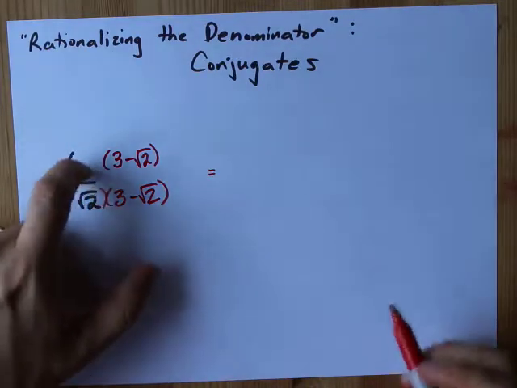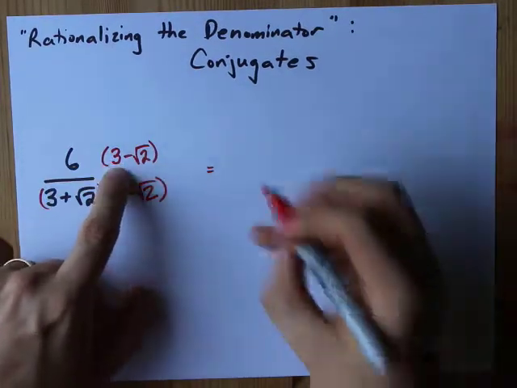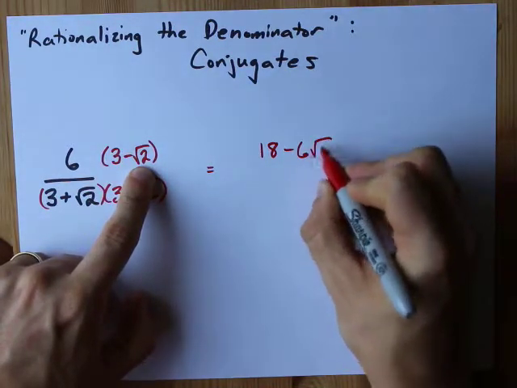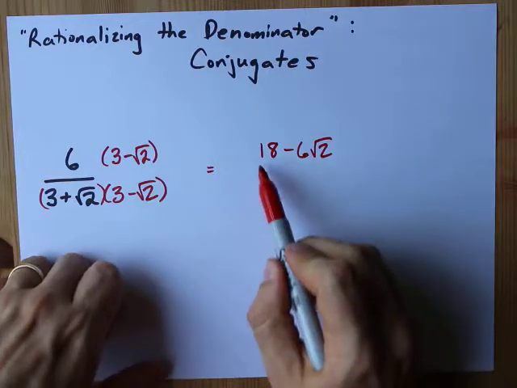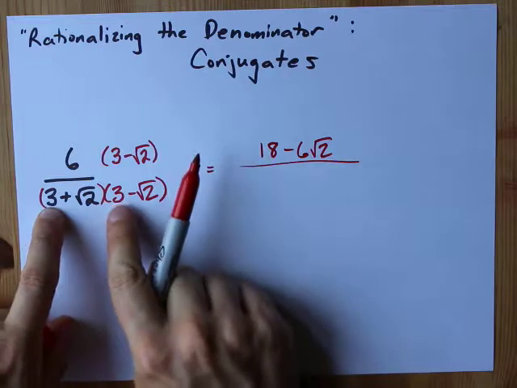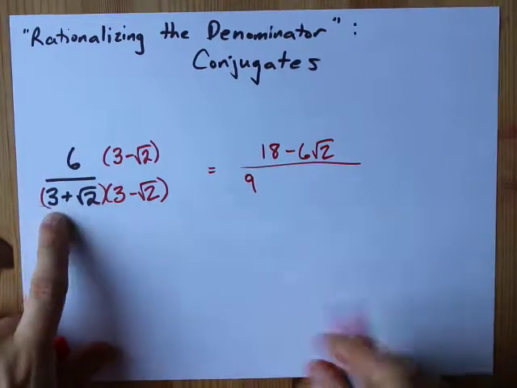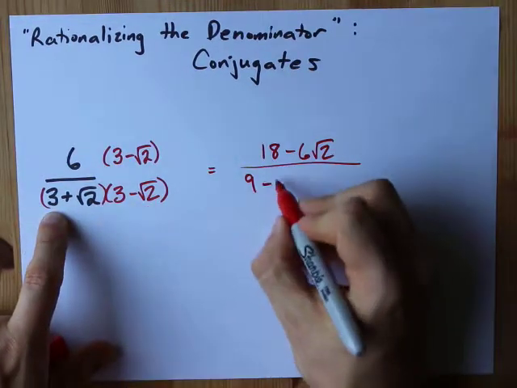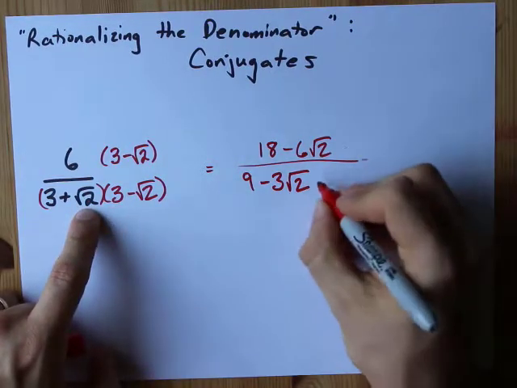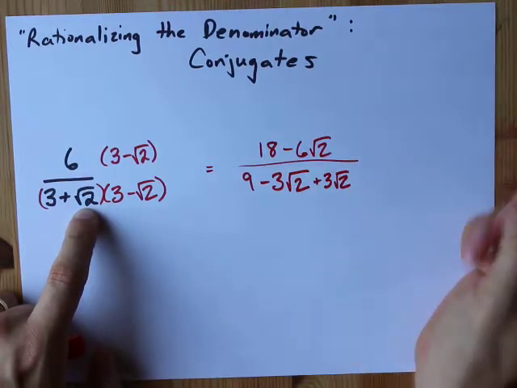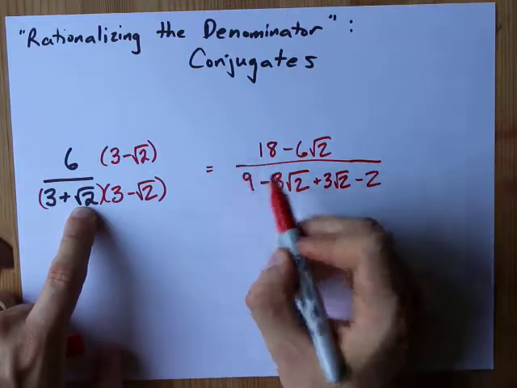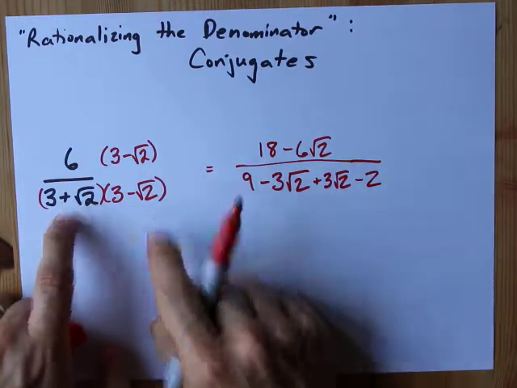So multiplying 6 by each of these, 6 times 3 gives me 18. 6 times negative root 2 is minus 6 root 2. Nothing special there. Multiplying this product on bottom is going to blow your mind. You ready? 3 times 3 gives 9. 3 times negative root 2 gives me negative 3 root 2. Root 2 times 3 gives me plus 3 root 2. And root 2 times negative root 2 gives me minus a whole 2, because the roots cancel with each other when you're multiplying them.